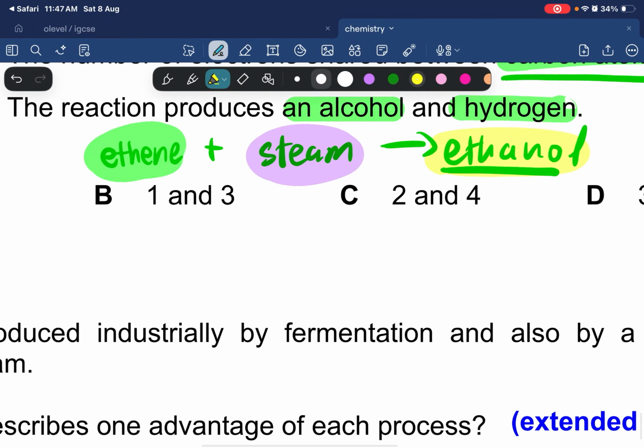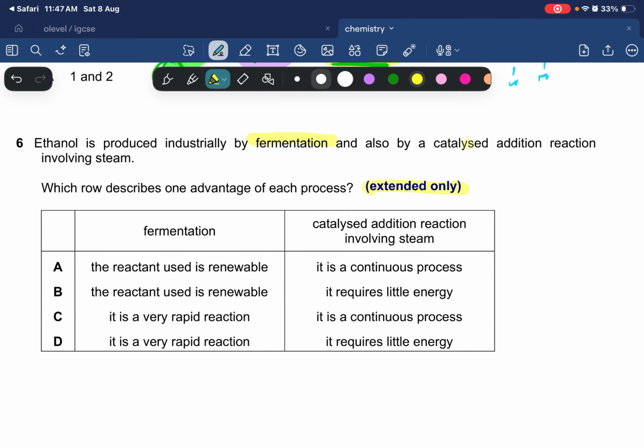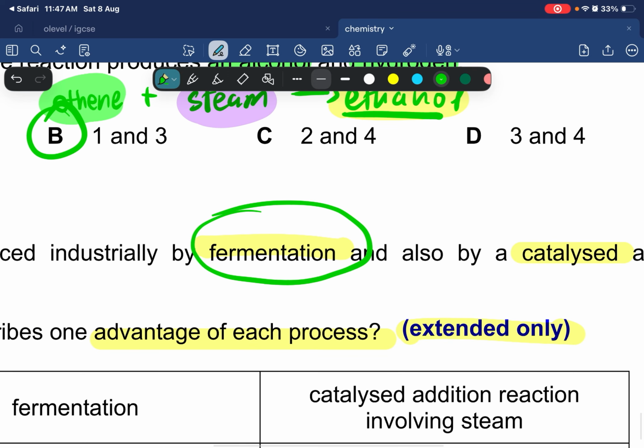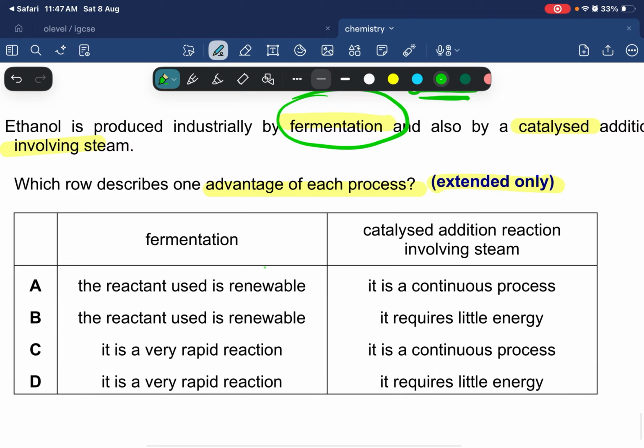Ethanol is produced industrially by fermentation. This is for extended only. And also by a catalyzed addition reaction involving steam. Which row describes the advantage of each process? Fermentation happens when you have glucose and you ferment it in the presence of yeast. So with fermentation, the reactant used is renewable. Is it very rapid? No, fermentation is a very slow process. The reactant used is glucose and yeast, right?